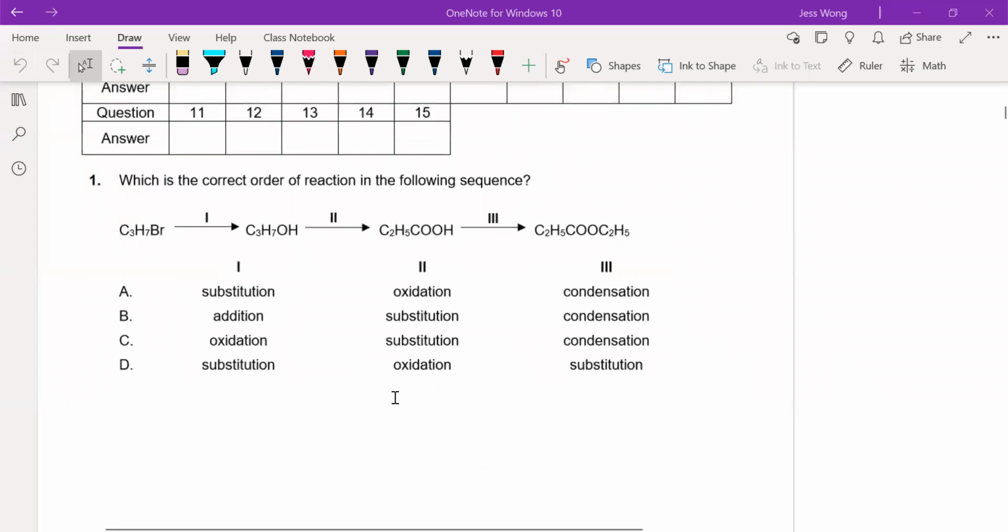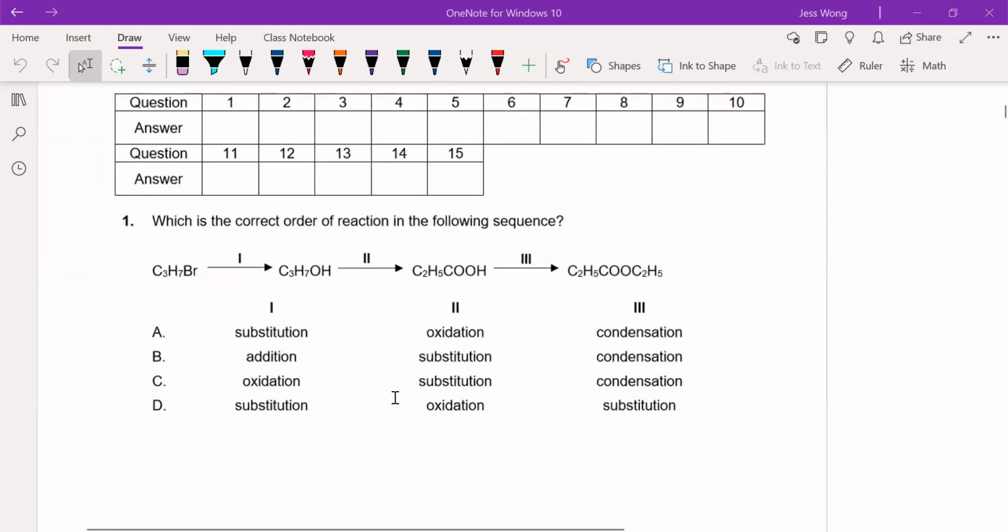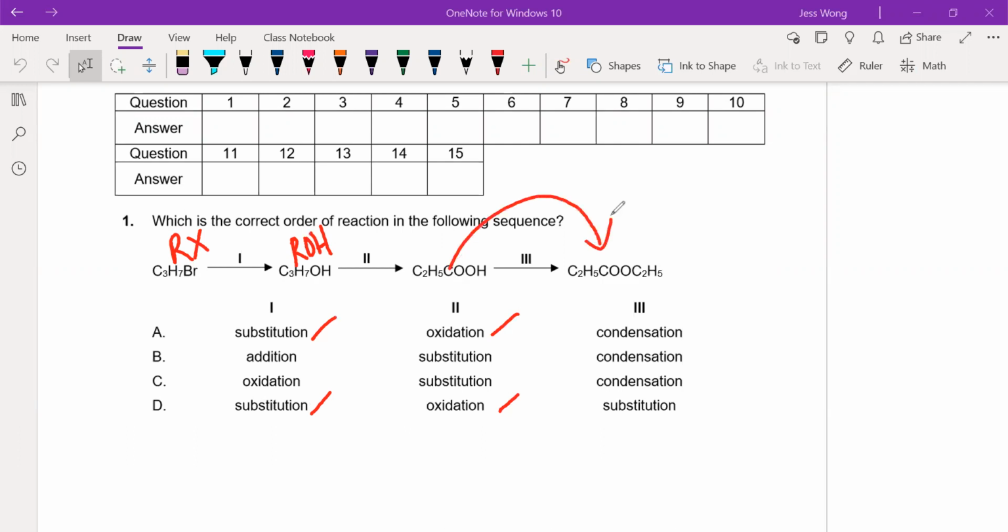What is the correct order of the reaction? So over here, we have a halogenoalkane to an alcohol. So the halogenoalkane only has one kind of reaction that is called nucleophilic substitution. And an alcohol to an acid is a form of oxidation. So we'll pair up with oxidation. And the last one is converting an acid into something called an ester. So therefore, esterification is a form of condensation reaction. So the answer will be A.